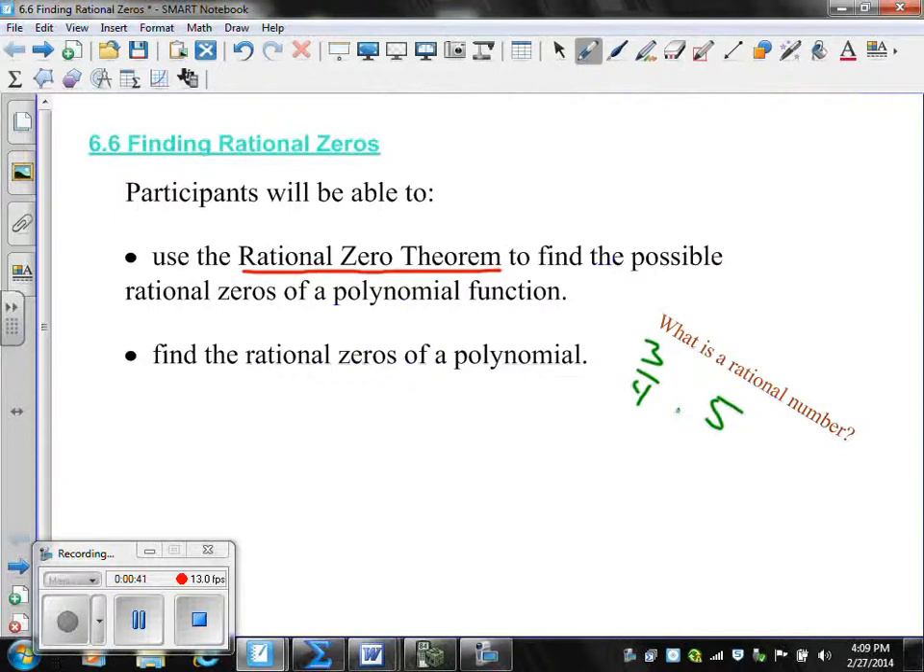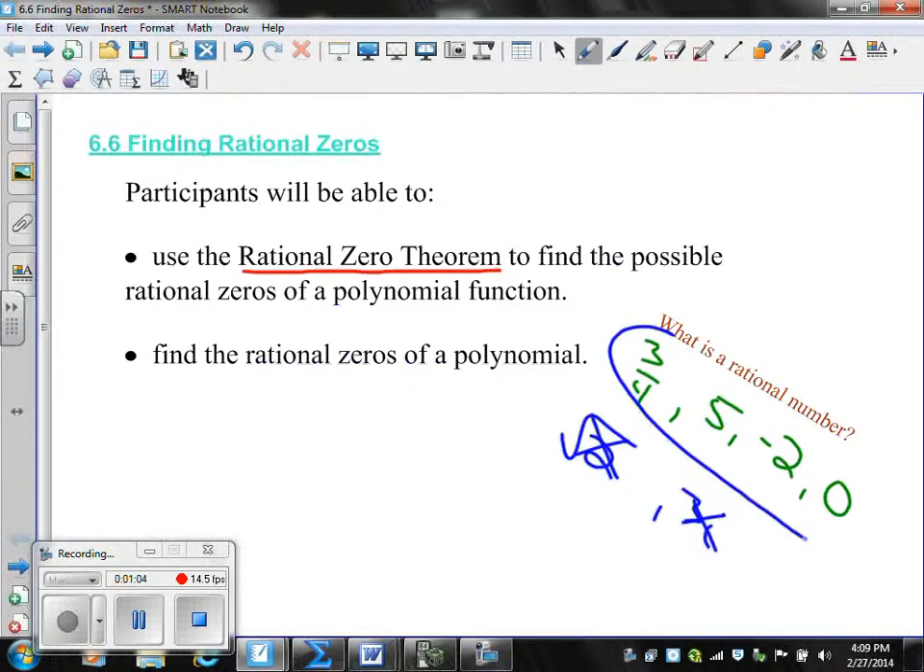Before we do these two things, the first thing we need to talk about is what is a rational number. Well, rational numbers are anything that can be written as a ratio of two integers, like 3/4, or positive 5, -2, things like that, zeros, all those kind of nice numbers that we've seen throughout the year, right?